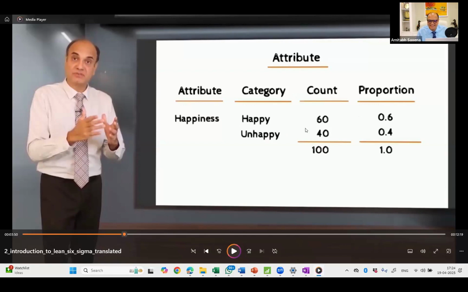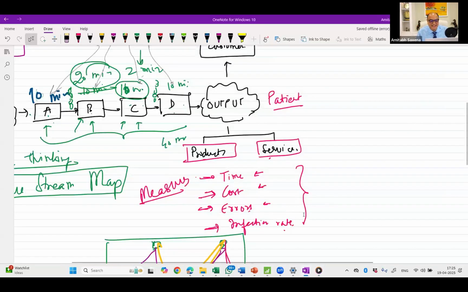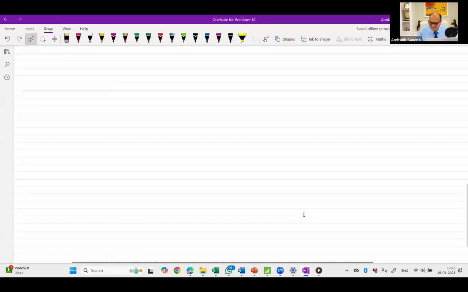First you create categories, and then infection rate. It's attribute data: infected, not infected. Anything which is a percentage is attribute data. Please remember, anything which is a percentage is not continuous data. It is attribute data. Let me give you an exam question. First I'll explain, then I'll ask you the question.